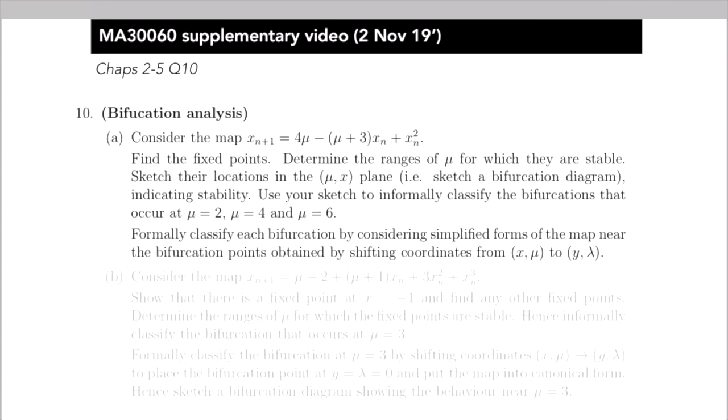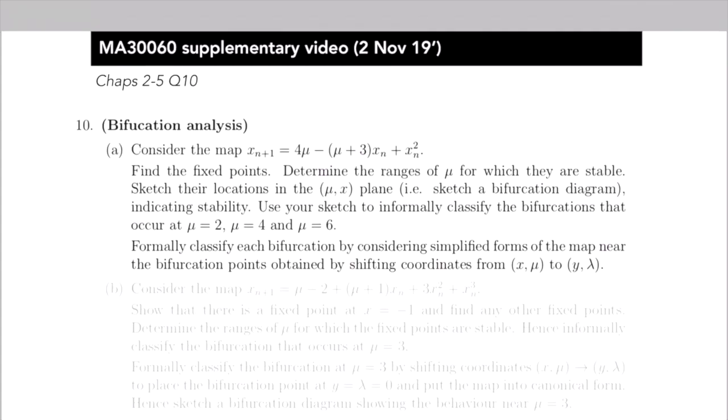This is a hints video for question 10 of chapters 2 to 5. In both parts A and B, the question essentially gives you a function, here 4 times mu minus (mu plus 3) xn plus xn squared, and it asks you to first find the fixed points and then find the regions of stability and instability. Just from this basic analysis, you can actually informally sketch most of the bifurcation diagram.